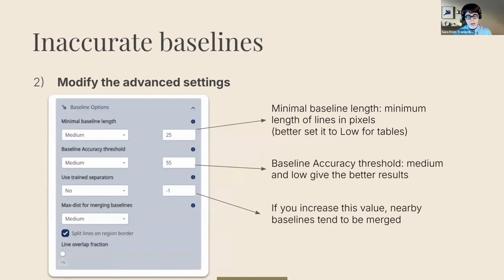And here you can set some parameters on how you want your baselines to be detected. The first option is the minimal baseline length. So here you can decide the minimum length of your baselines in pixels. The medium is 25, then we have low, which is 10 pixels, and high, or you can also manually edit this value. If it's set to medium, 25, it means that baselines that are shorter than 25 pixels won't be detected. Those baselines are discarded by Transkribus and you won't see them.